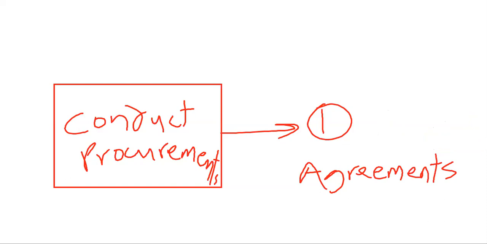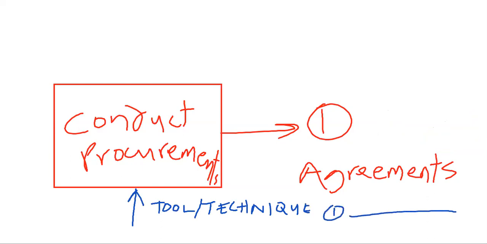One more question from this process for you. I would like you to tell me a tool and technique. And this tool and technique, here are your clues. It starts with the letter A as well. Which tool and technique am I thinking about that starts with the letter A that is from conduct procurements? 10 seconds.